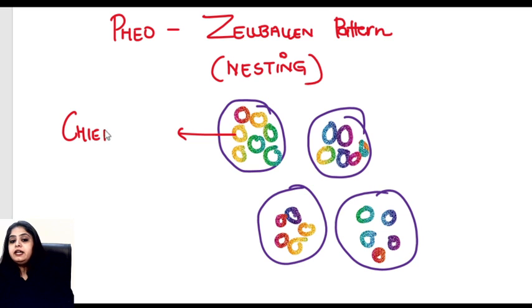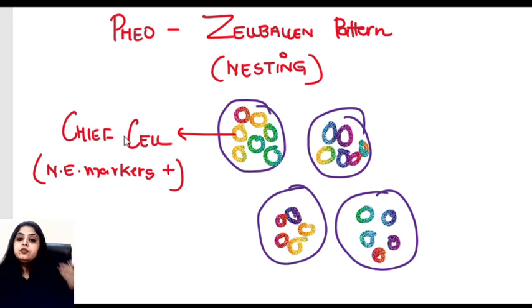And you know what kind of a tumor pheochromocytoma is? Pheochromocytoma is a neuroendocrine tumor. So all the neuroendocrine markers that you know of are going to come positive in these chief cells. Which gets you to the next question. What are the neuroendocrine markers that we have to know for the exam? Please remember, it's a lengthy list, but we'll simplify it.